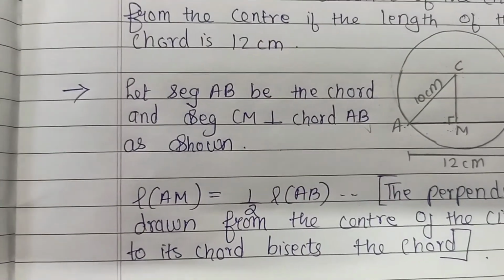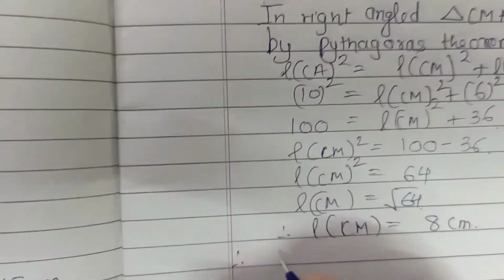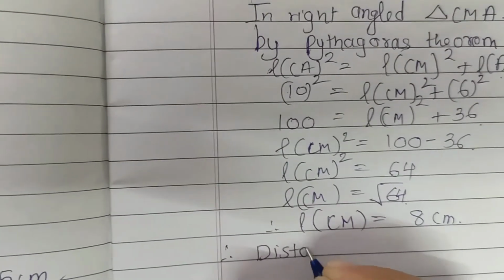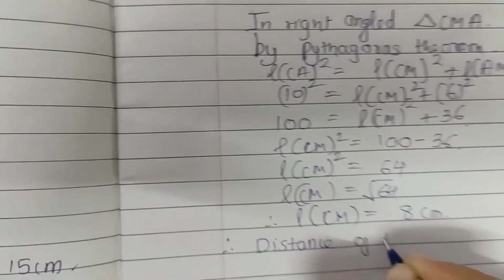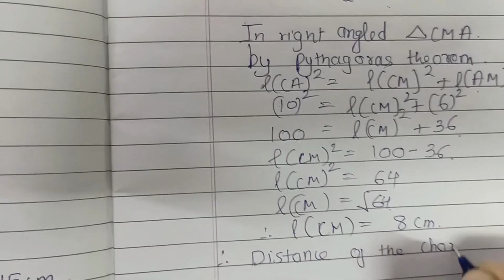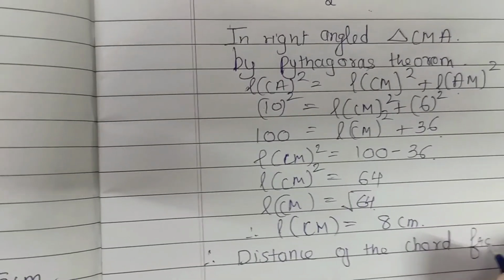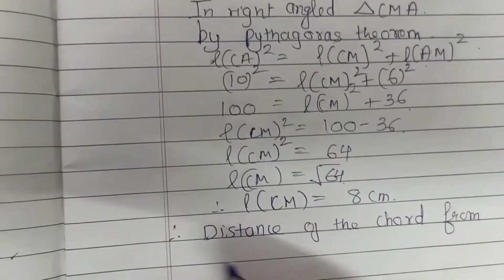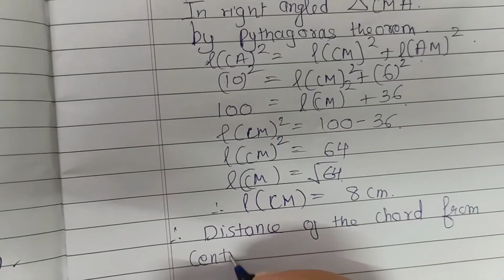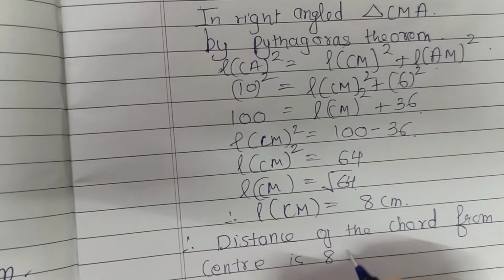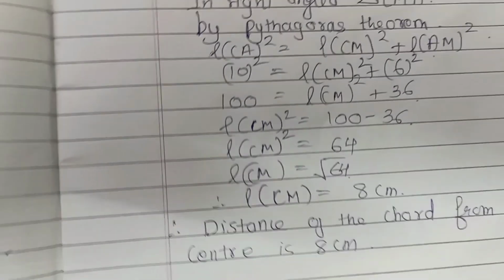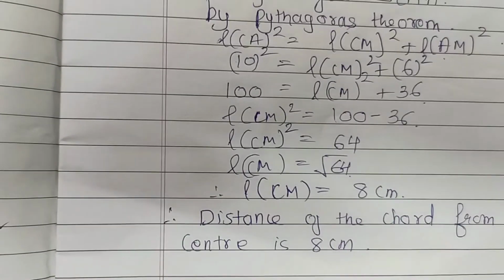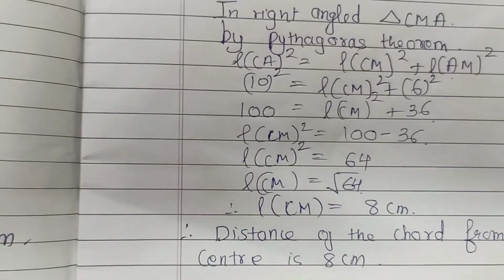Let us write down the final answer. Distance of the chord from the center is 8 cm. So here we are done with all the 4 questions from practice set 17.1.